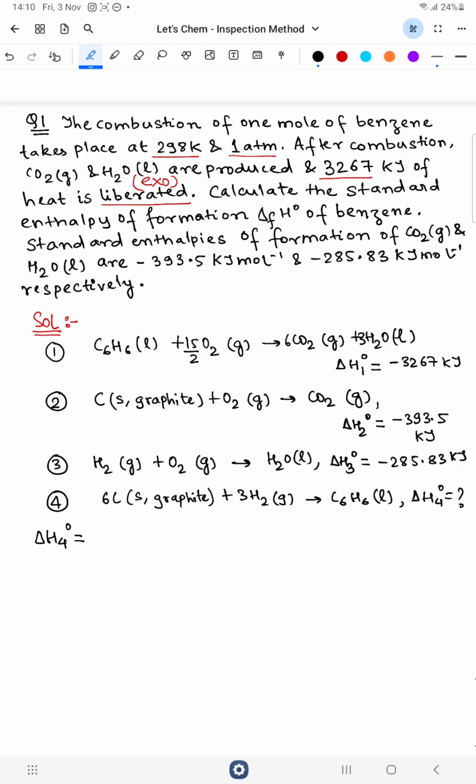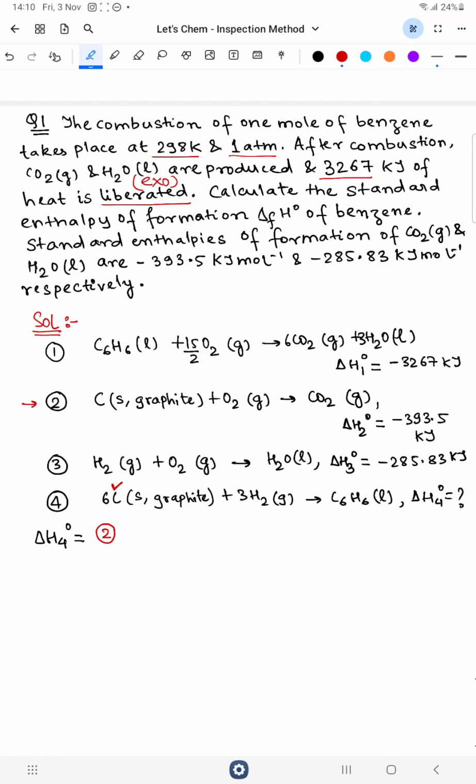You have to go step by step. First you have to see the reactants. First reactant I see, put a tick mark on that: carbon. Where do I see carbon? Out of reactions 1, 2 and 3 we have to find out where carbon appears. So carbon I see in equation 2, so I will write here equation 2.